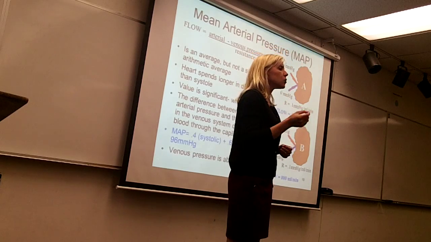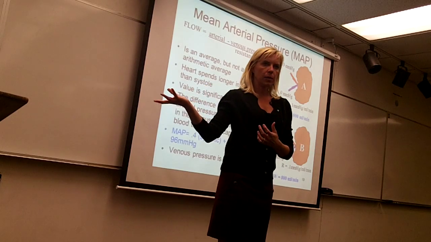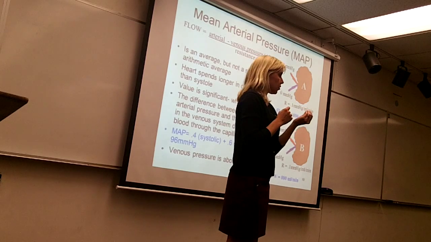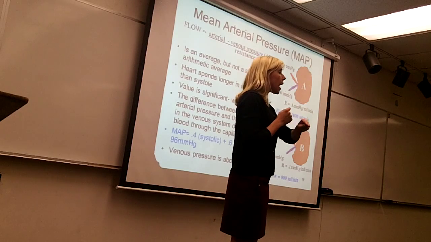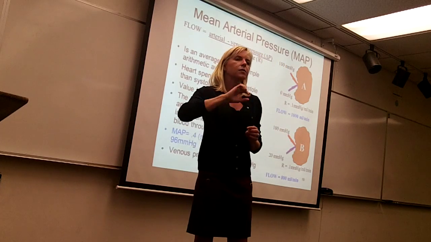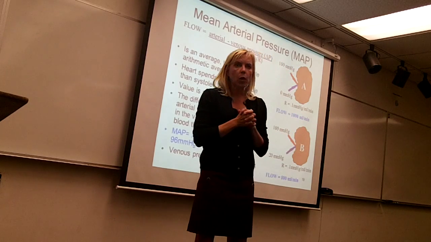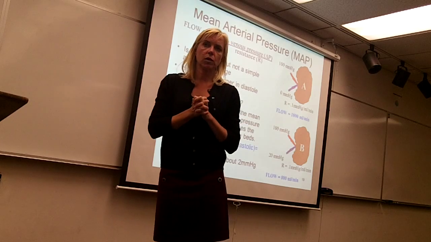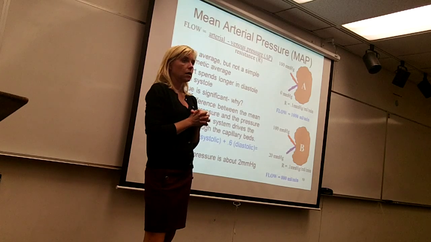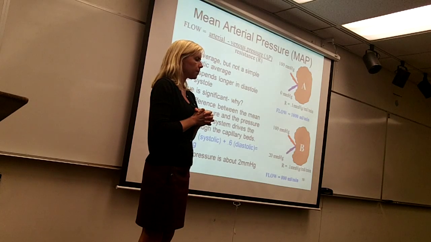Now, is this going to be a true average? Will you take systolic pressure and diastolic pressure and add them together and divide by 2? That is a true average if you were taking those two pressures. We're not going to take a true average. Mean arterial pressure is a slightly skewed, weighted average. We're going to give more emphasis to diastolic pressure. Why? The heart is in diastole longer than systole. And therefore, the pressure during diastole should have more weight associated with it.